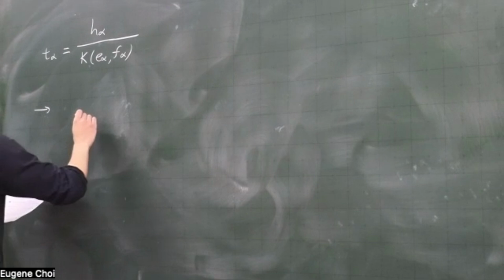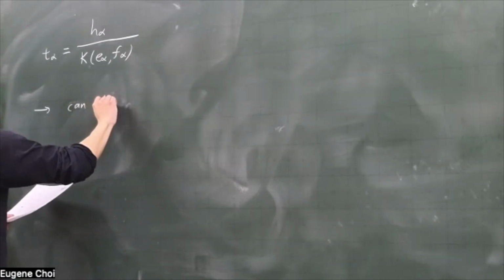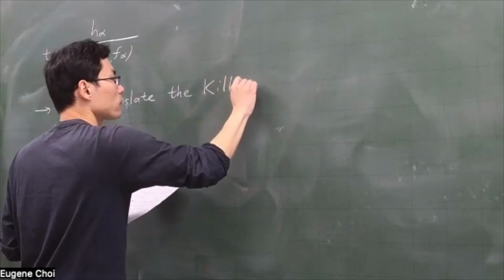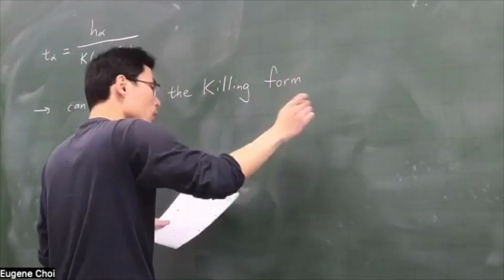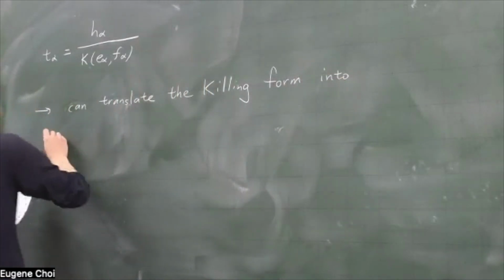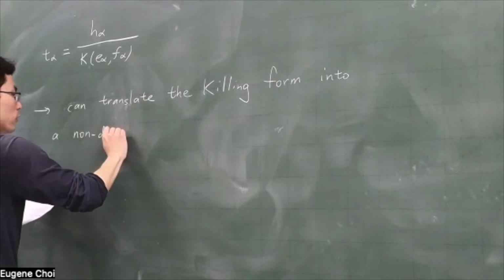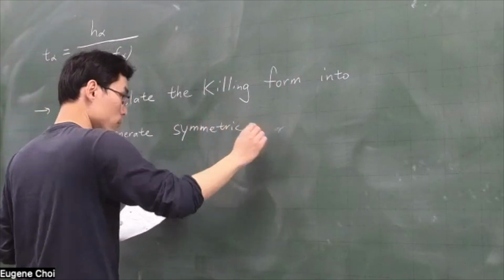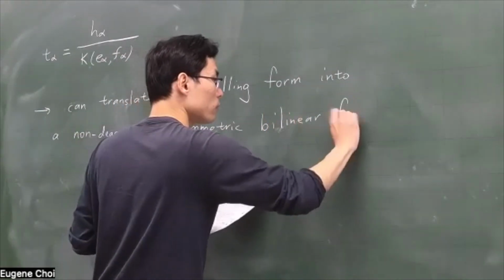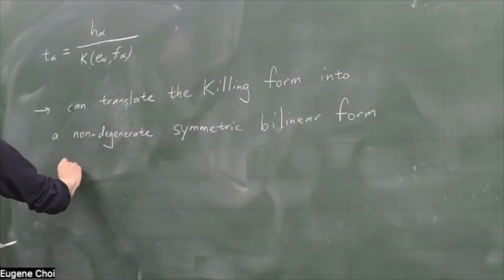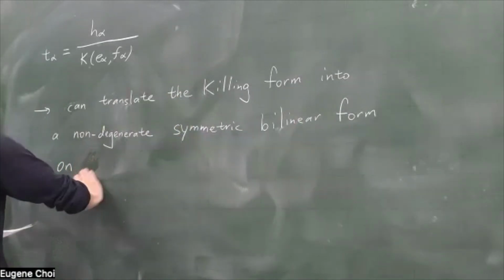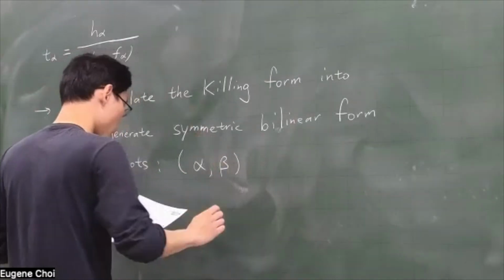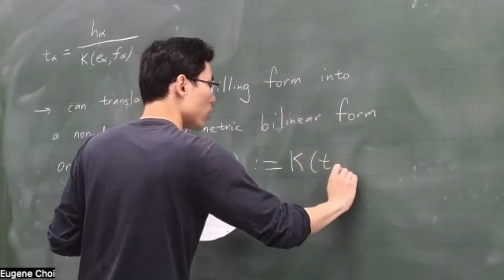Then we can also translate the Killing form into a non-degenerate symmetric bilinear form on the roots, which is (alpha, beta) for any two roots. It's defined as kappa of t_alpha, t_beta.